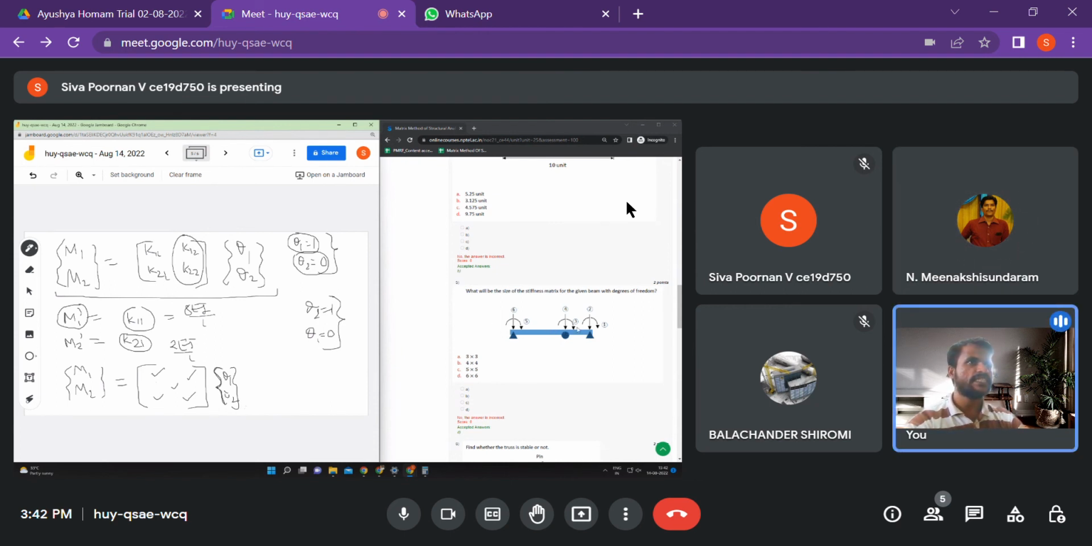Yes, so basically we know that there are 6 degrees of freedom. They themselves have marked it here, right? So for all the 6 degrees of freedom, we'll have a 6 by 6 matrix. Okay.